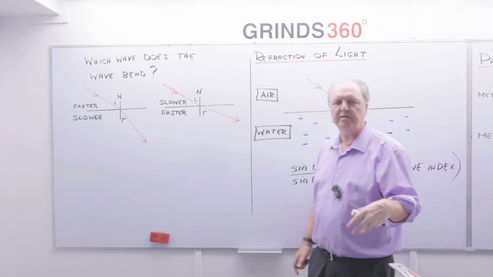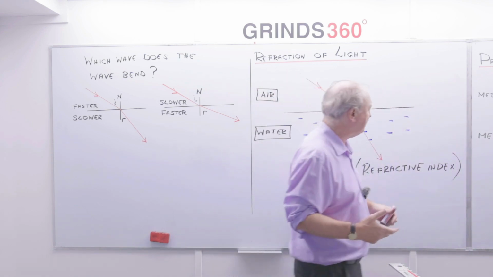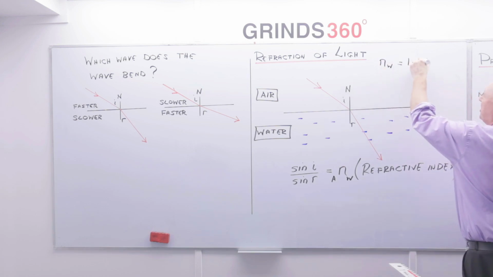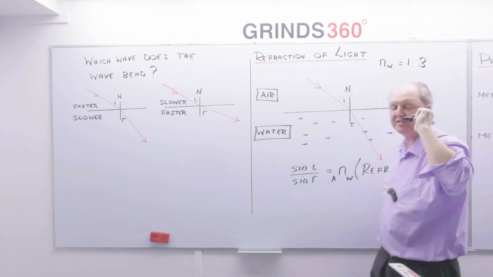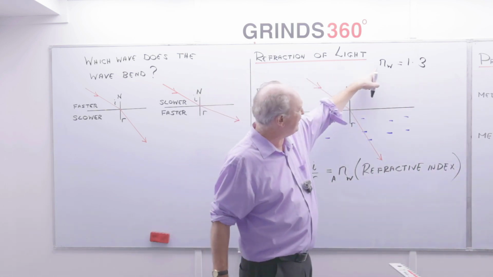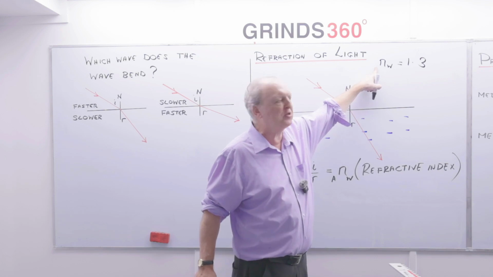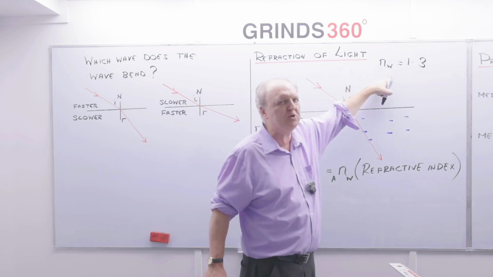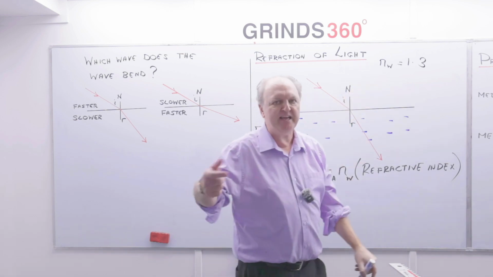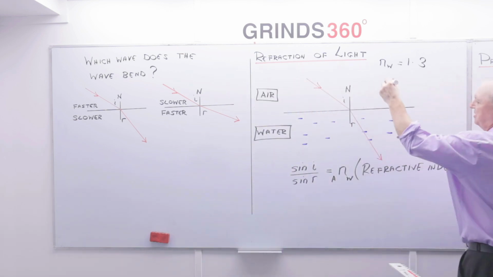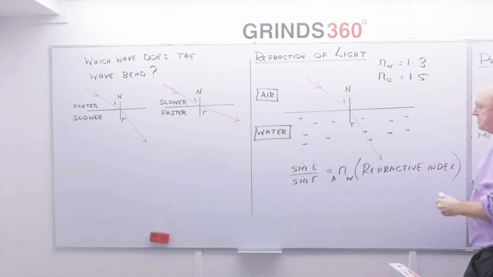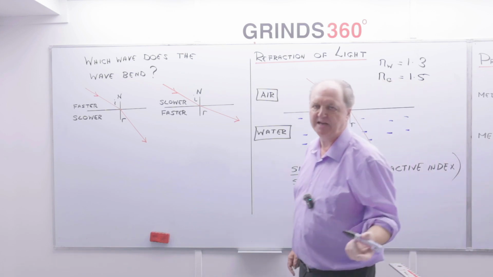But when I say the refractive index of water, which I call NW, it actually has a value of 1.3. That's the constant number for sine I over sine R. Well, I've left the A out. The A is assumed. So it's going from a vacuum or air into water. You can put the A in if you want, but it's assumed. When I say the refractive index of glass, Ng, its value is actually 1.5. I mean going from air into glass.